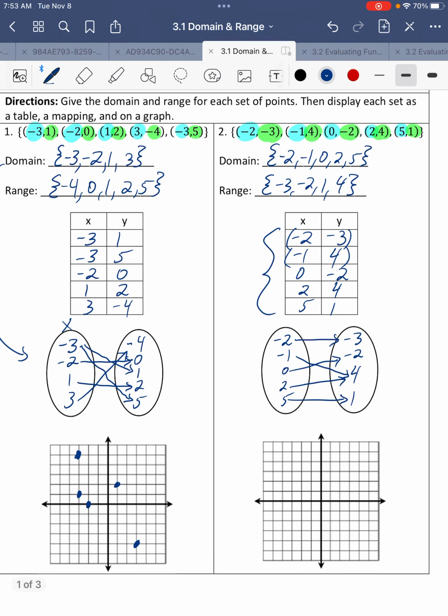All right, plotting these points. Left 2, down 3 is -2, -3. Left 1, so -1, 4. 0, -2, so 0 left and right, and down 2. 2 to the right, up 4, and 5 to the right, up 1.